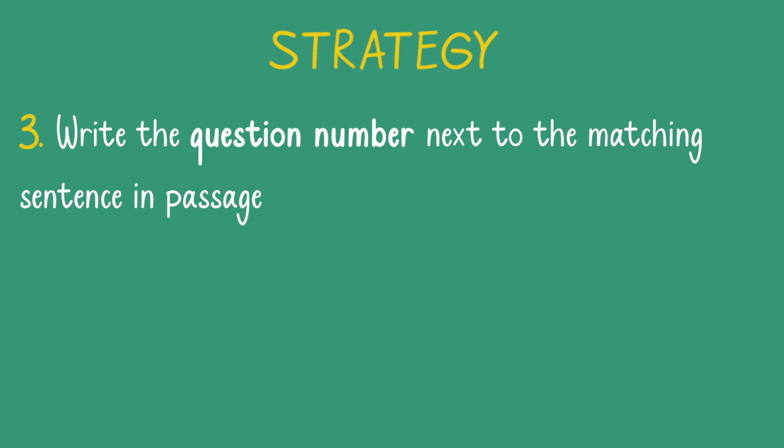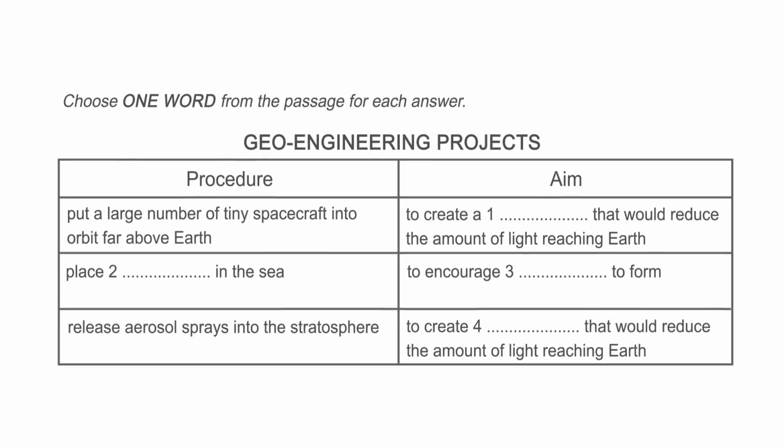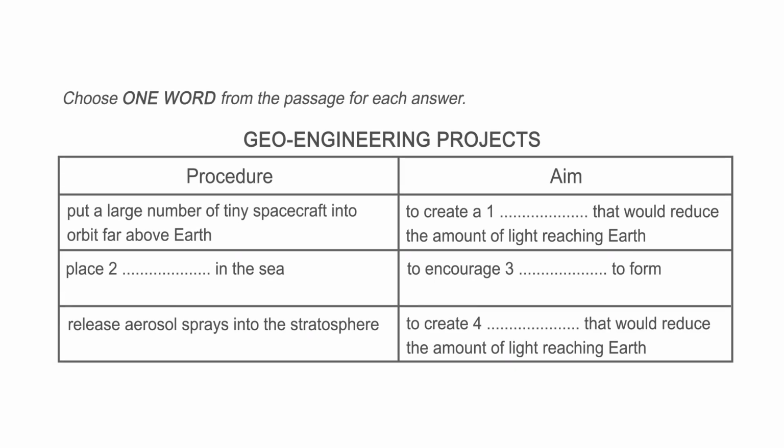Now, let's start answering some questions in table. As you can see, this is the question that we have today. We're going to have 4 questions, all right? Now, the first step is to identify how many words we have to write. One word. So we have to put one word in each of these blanks here, all right?